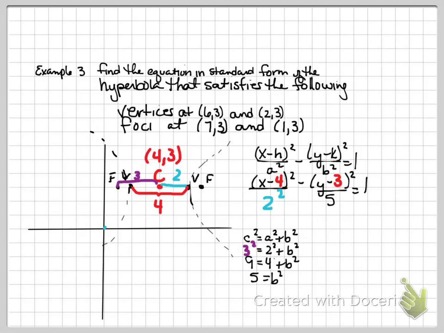Now I just got to clean it up. I have x minus 4 squared over 4 minus y minus 3 squared over 5 equals 1. Okay, that's example 3. Let's move on to the next one.